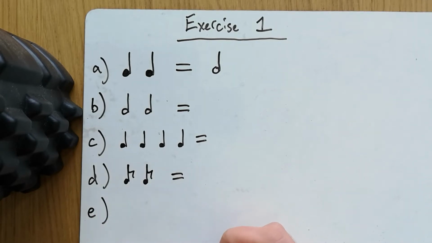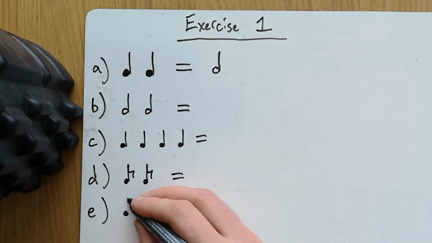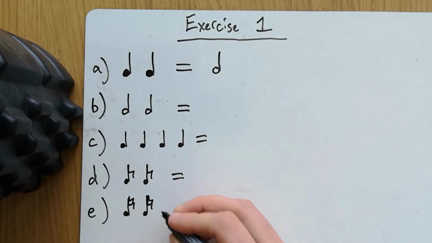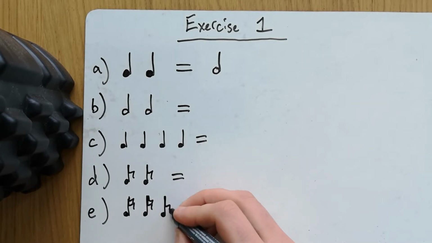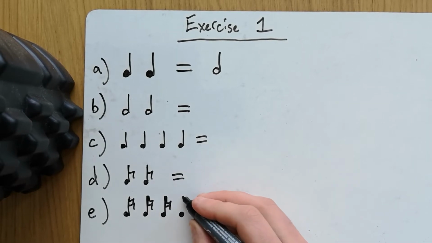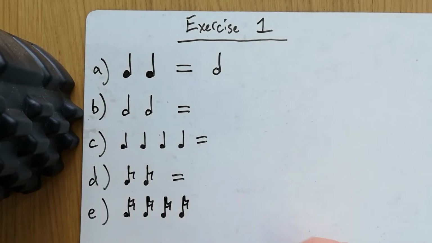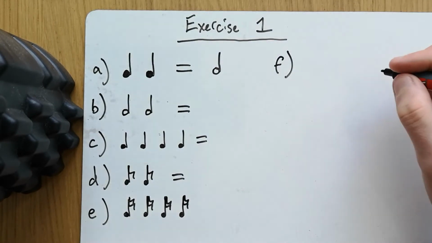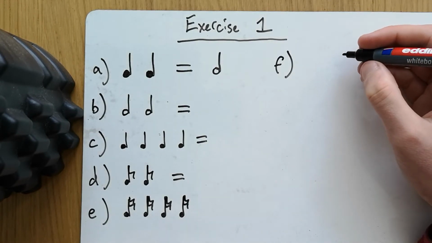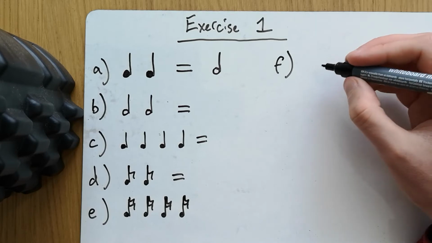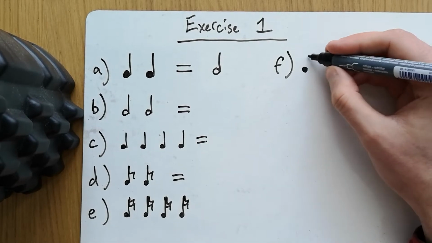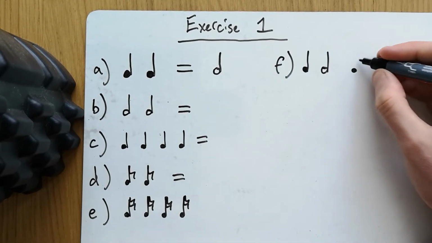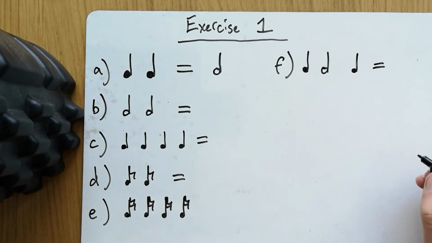E, I want to know, 4 semiquavers is equal to what? F, I want to know, let's go something a little bit harder. Crotchet, minim, crotchet is equal to what?